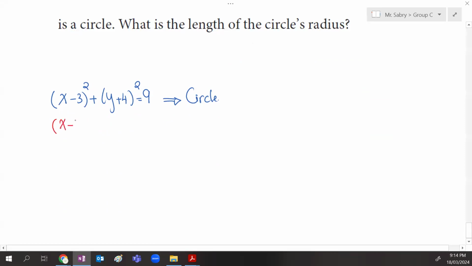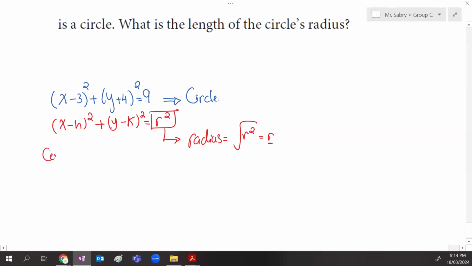We expect it to be written in this form always. Two brackets, one of them has x, one of them has y. Both of them have numbers next to them. And after the equal, there's a number. That number right here is considered the radius, but squared. So if I'd like to find the radius, I'll just do the square root of this number out here. The square root of r squared, that's r.